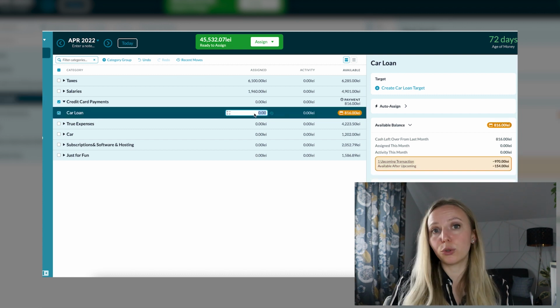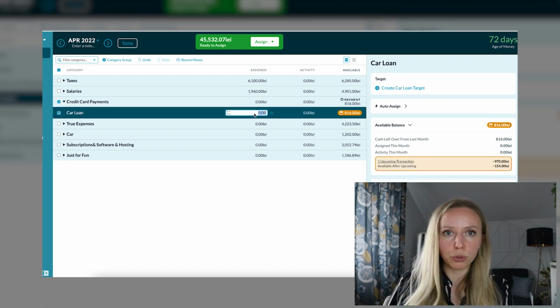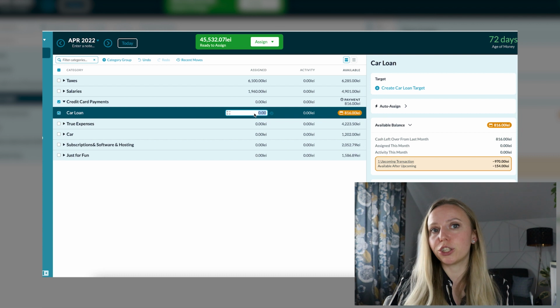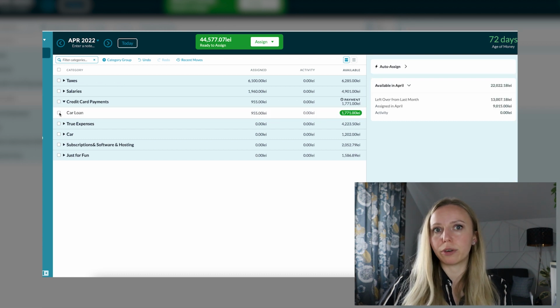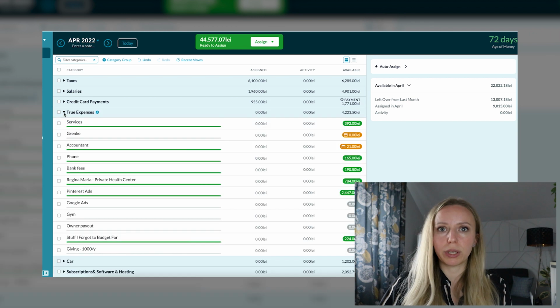And that is 200 euros every month, almost 200, but with the exchange rate it fluctuates. But let's budget 955 lei for this. I believe that will cover the extra differences if there are any. The next one are true expenses.